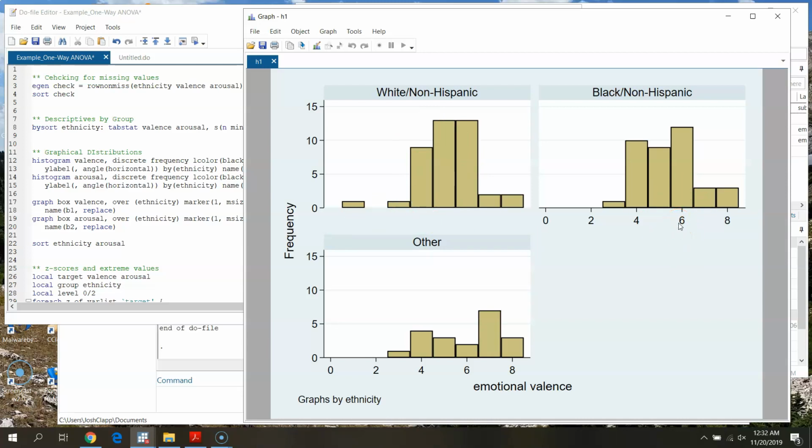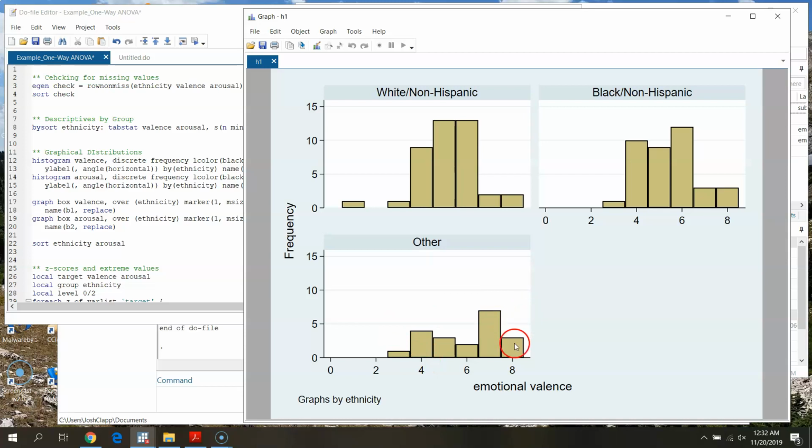Same thing with our black non-Hispanic participants. Again, same, most of our values falling in 4, 5, and 6 as before. Nothing too much going on here. And then we get down to our other category.